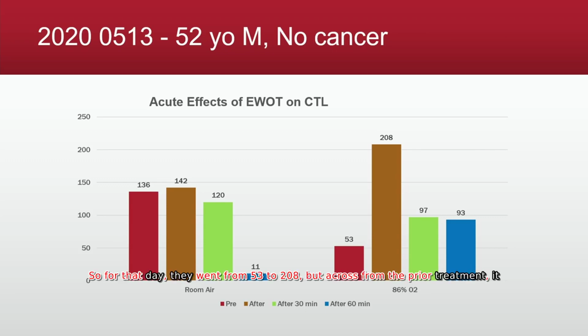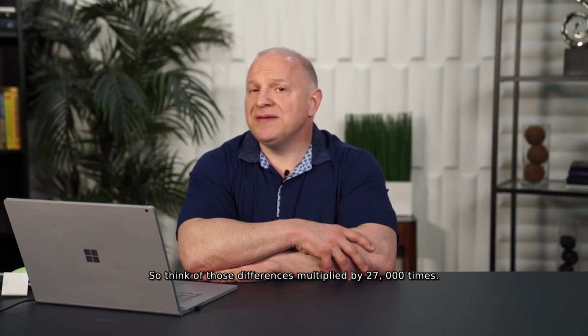For that day, they went from 53 to 208, but compared to the prior treatment, it went from 142 to 208. Now the thing to keep in mind is this is the number of cells per microliter, and there's roughly 27,000 microliters in the human body. So think of those differences multiplied by 27,000. Now you're seeing, wow, this is a pretty significant increase.